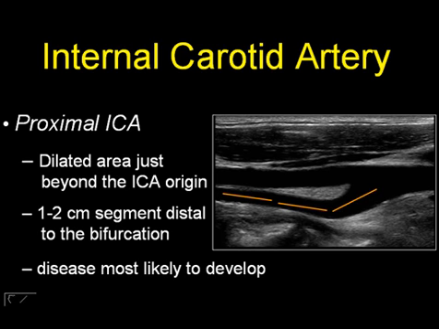The proximal ICA, of course, is typically that dilated area just beyond the carotid bifurcation, usually a 1 to 2 centimeter segment distal to that level, and this is the area where disease is most likely to develop. Keep in mind, this is where most of the action will happen, here at the origin of the internal, sometimes the carotid bifurcation.